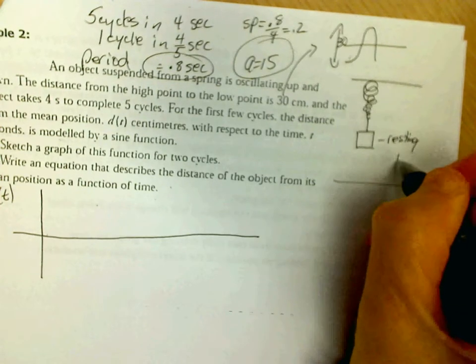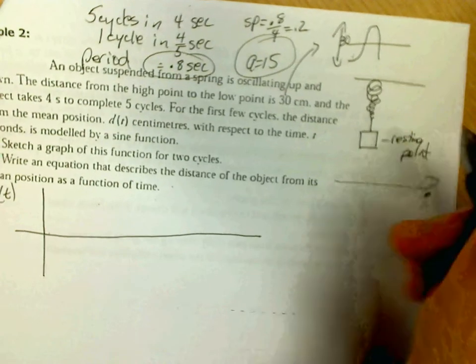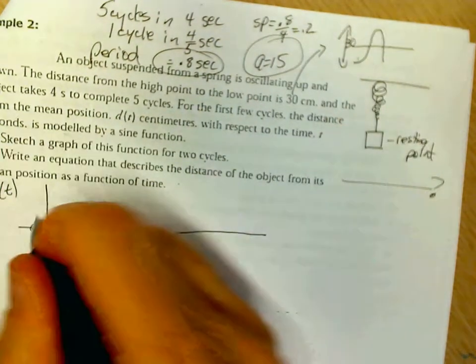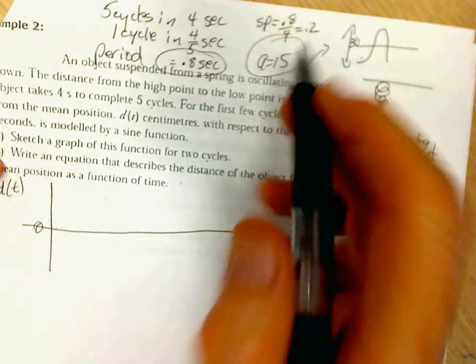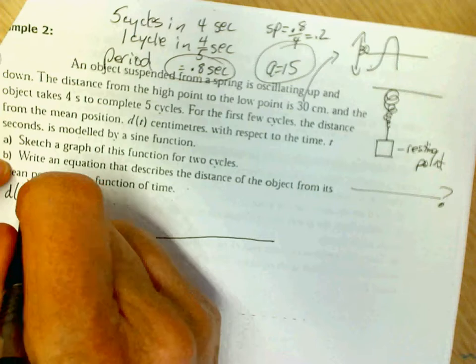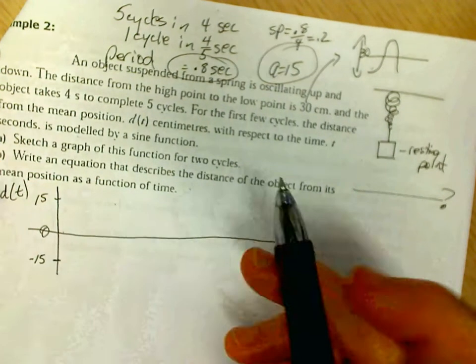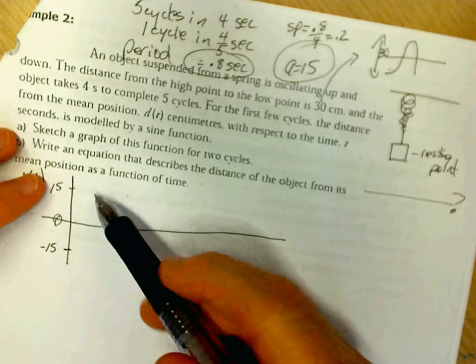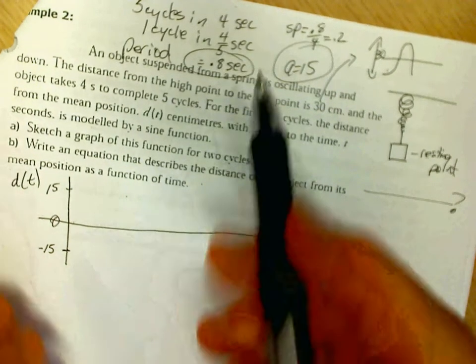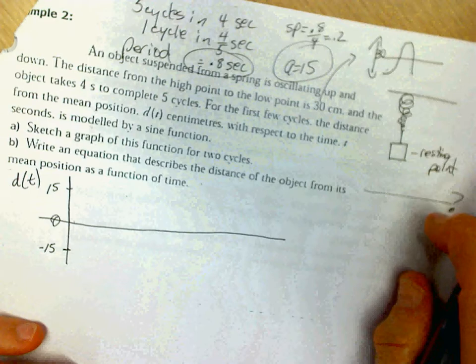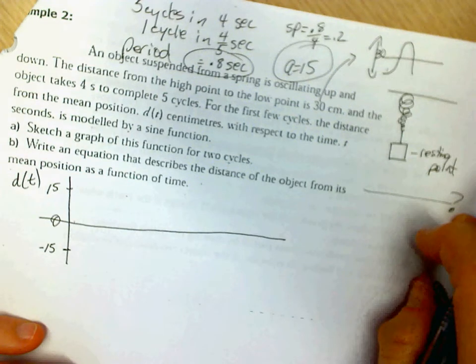Okay. So this would be 0. We know our amplitude is 15, so it's going up to 15 and down to minus 15. So 15 above the mean distance or 15 below? Yes. How come the zero's behind the vertical axis? We're just saying the mean distance is at 0.